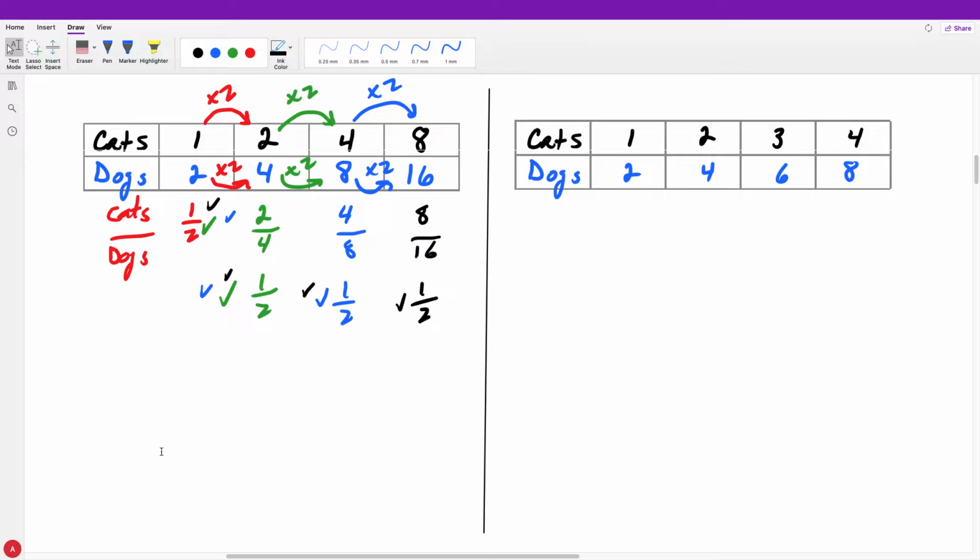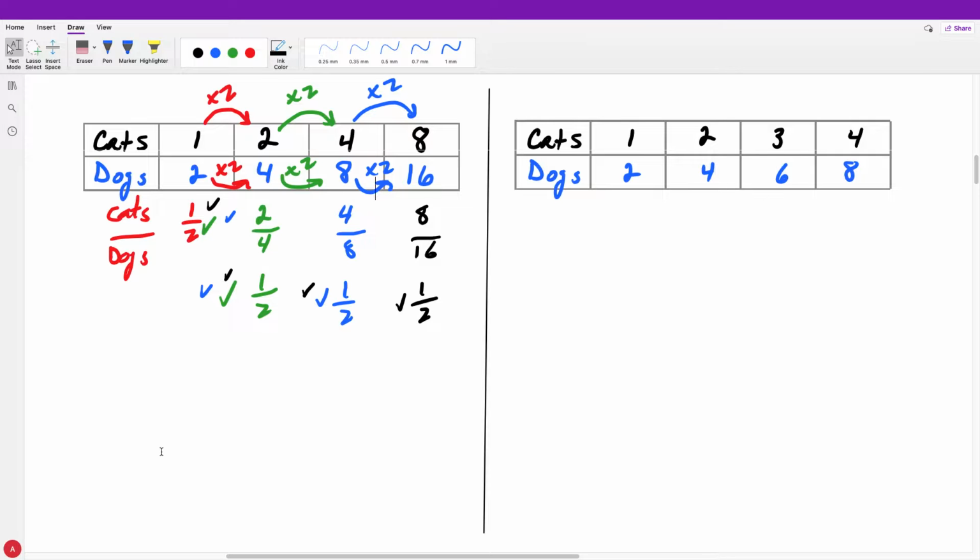So you see how we are multiplying each of our numbers by the same thing? That tells me that they're going to be proportional as well, because we're increasing both of them by the same rate. So in all these cases, we're multiplying them by 2, both the cats and the dogs. So that means that they're growing by the same rate, which guarantees that they're going to have the same ratio.